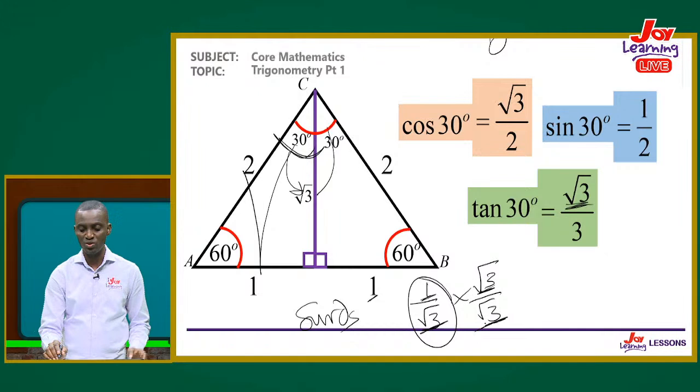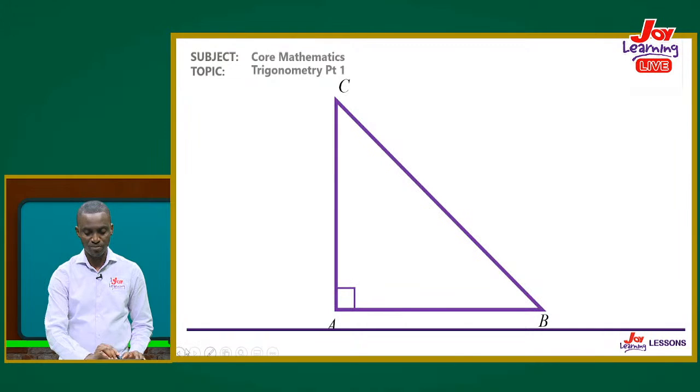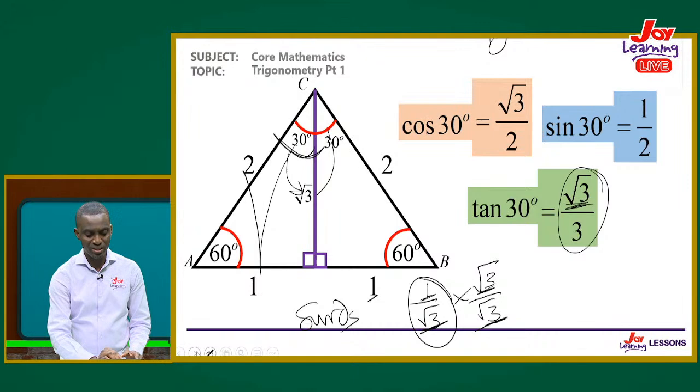If you put tan 30 on the calculator, you get the same as root 3 over 3. It will not give you 1 over root 3, because the calculator understands rationalization, so it will do it nicely for you as such. And so that is how we can find 30 in terms of cosine and tan, and 60 in terms of cosine and tan. How do we do this for 45?